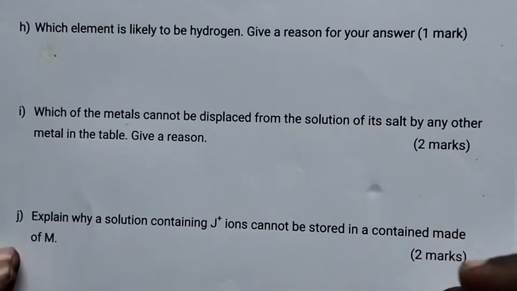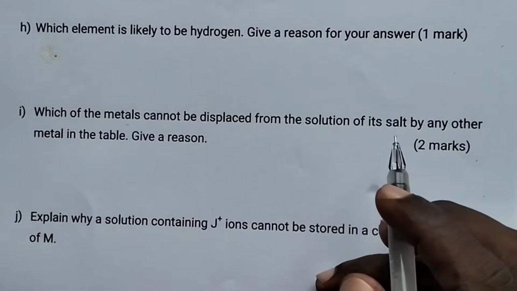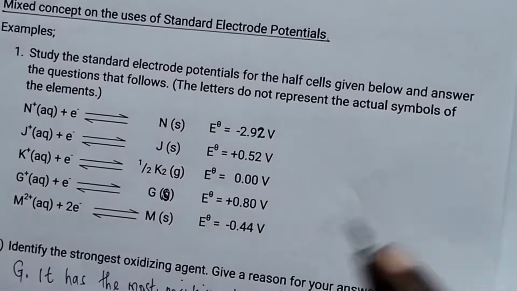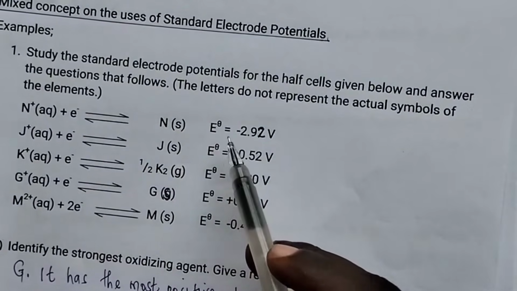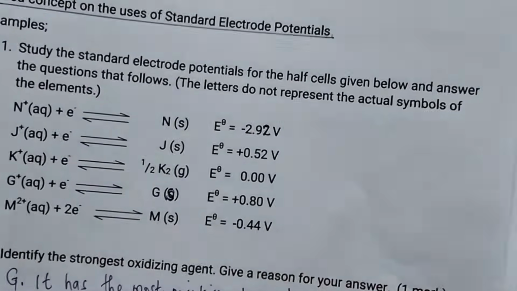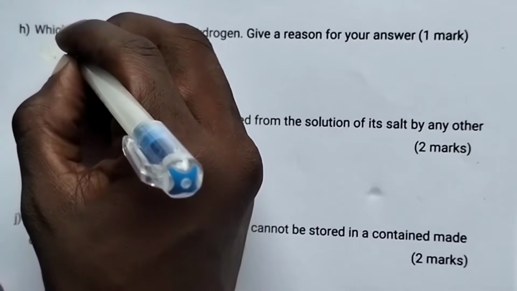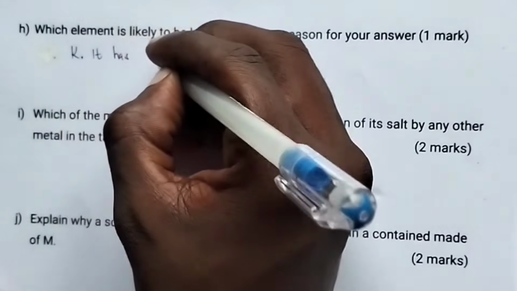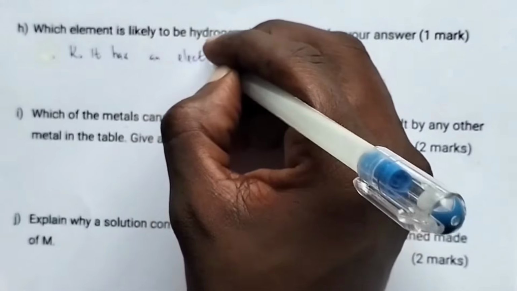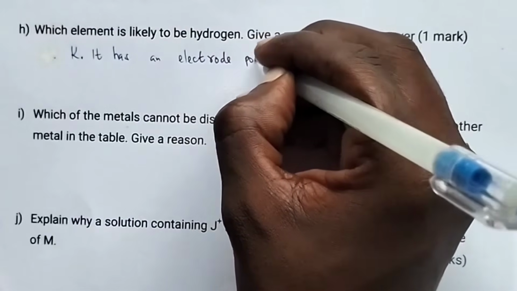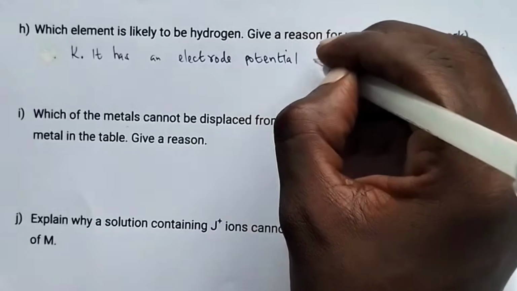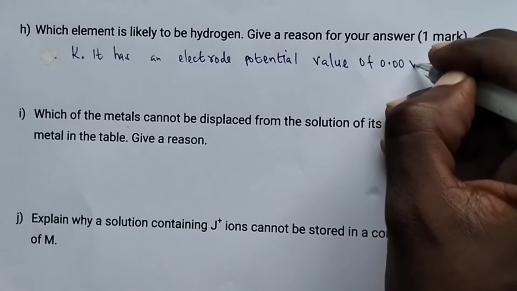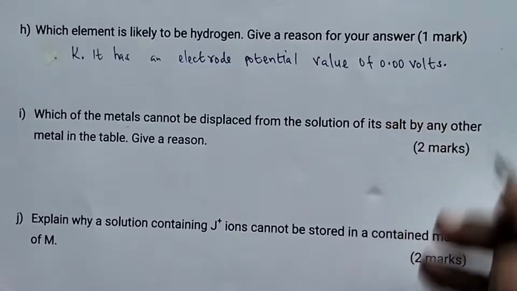So we got to Roman H. We are told which element is likely to be hydrogen. Then we are told give a reason for your answer. So we go and see the half cells given. We check the one that's having a standard potential value of 0.00 volts, and that's K. So we are going to say we are talking about element K. Reason: it has an electrode potential value of 0.00 volts. That will be the reason.